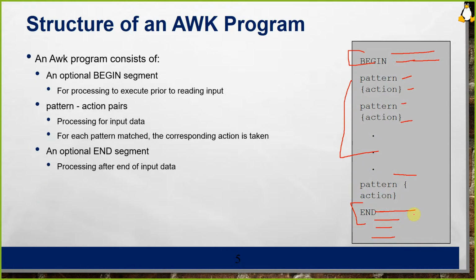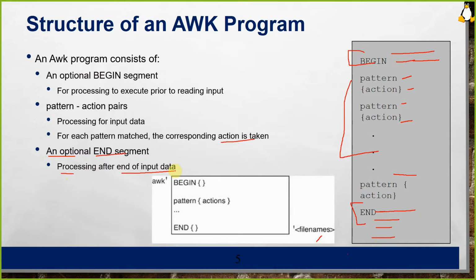Now, an Awk program consists of an optional BEGIN segment. Means it is not mandatory to have a BEGIN section for processing to execute prior to reading input. Pattern action pairs, which are mandatory, which is the actual Awk program or the command or the script for the processing of input data. For each pattern you have to have a corresponding action. And an optional END segment, what you want to do after the input data is processed. So BEGIN is optional, END is optional, in between you write your pattern action.